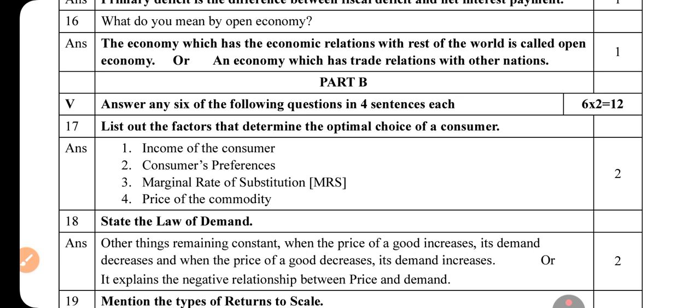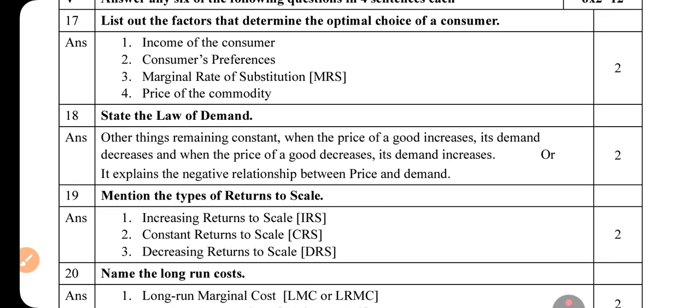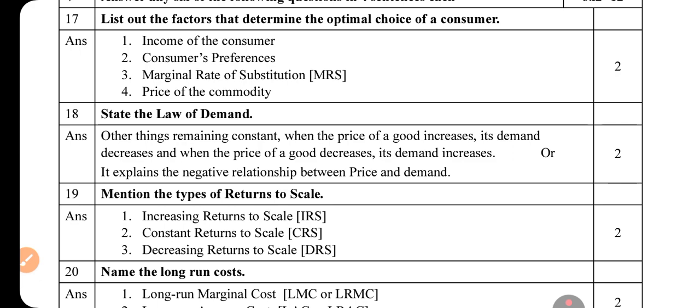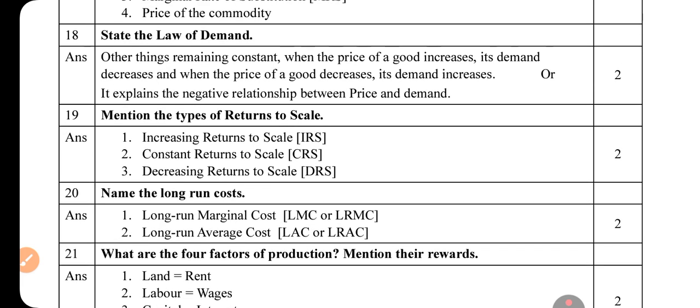Then question number 18, state the law of demand. Other things remaining constant, when the price increases in the market, the quantity demanded for goods decreases. In other way, when price decreases, quantity demanded increases. Inverse relationship or negative relationship between price and demand. Then question number 19, mention the types of returns to scale.